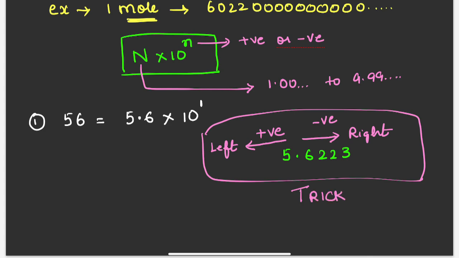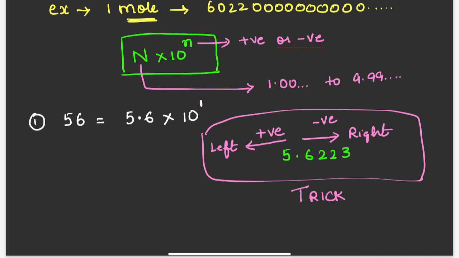Whenever you are moving the decimal places to the right side, you will be putting a negative sign to this number. Whenever you are moving the decimal towards the left, then you have to put a positive sign. Here we have moved the decimal place to the left side. Therefore what should be the sign here? It should be plus 1. Even if you don't write plus, it is understood it is plus 1. But a negative sign compulsorily you have to write.